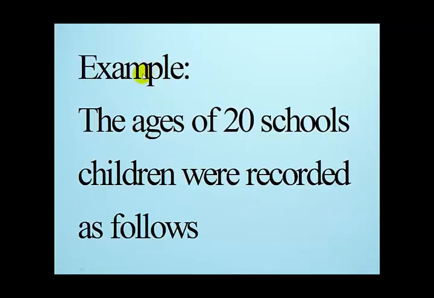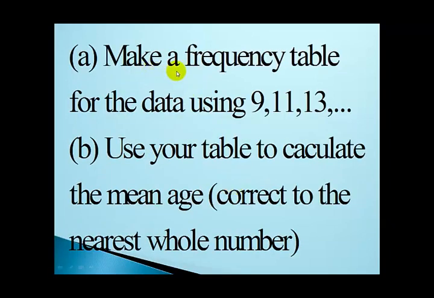Example: let's see how best we can solve this problem. The ages of 20 school children were recorded as follows. Make a frequency table for the data using 9, 11, 13 in that order. Then use your table to calculate the mean age, correct to the nearest whole number.